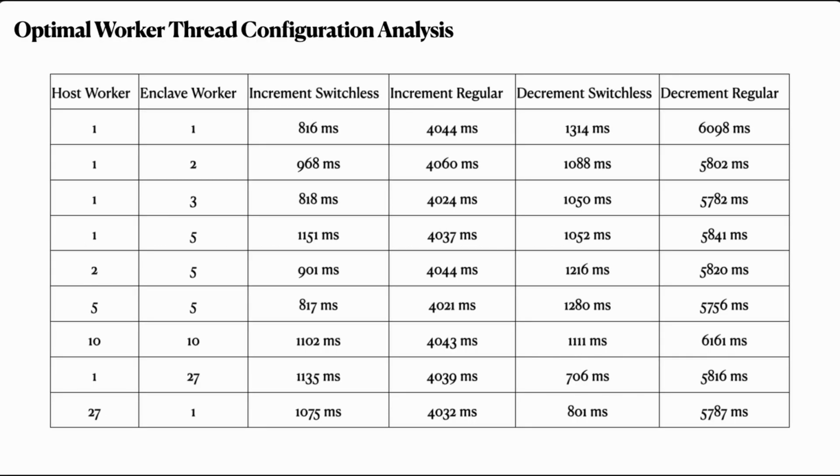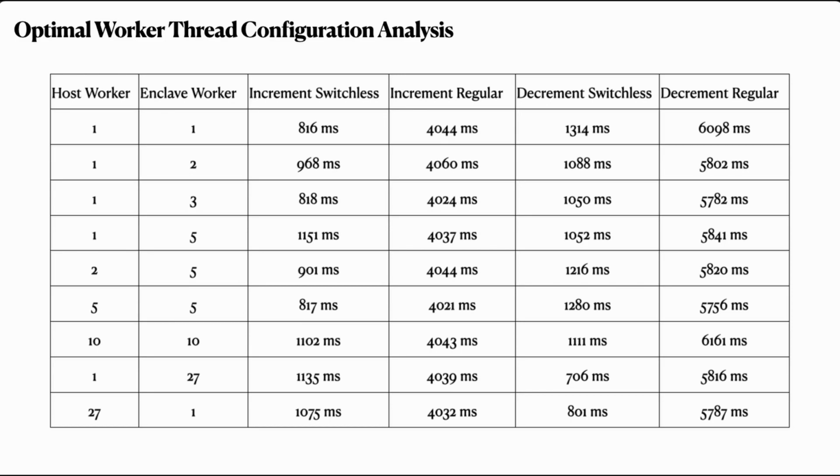Here are more results I got from optimizing the number of host workers and enclave workers. I was hoping to see some trends, like by increasing the number of workers, the execution time will decrease. It is evident that there is no clear optimal configuration that stands out.